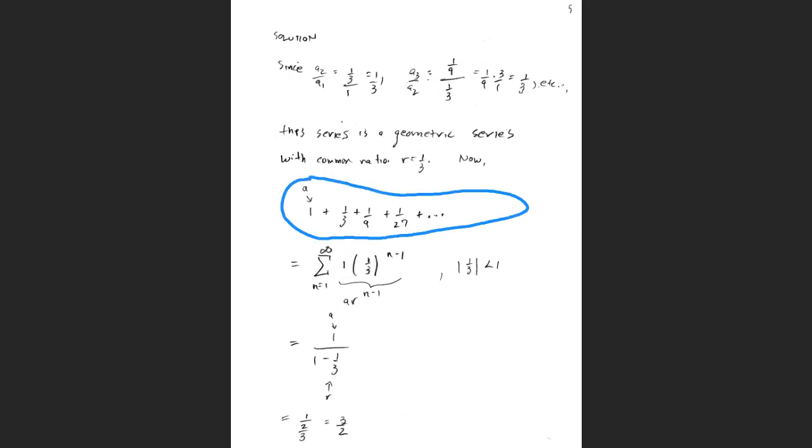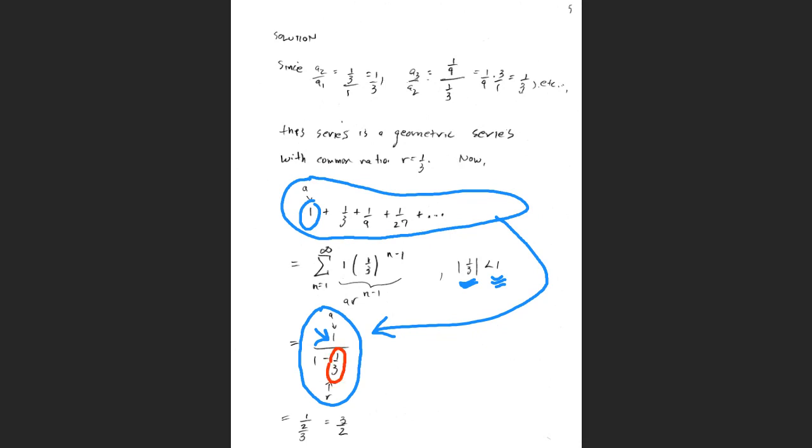This series has a finite sum, and the finite sum is 1 over 1 minus 1/3. Because the common ratio is less than 1, this geometric series converges, and it converges to the finite sum of 1, which is the first term of the geometric series, divided by, in the denominator, 1 minus 1/3. 1/3 is the common ratio.